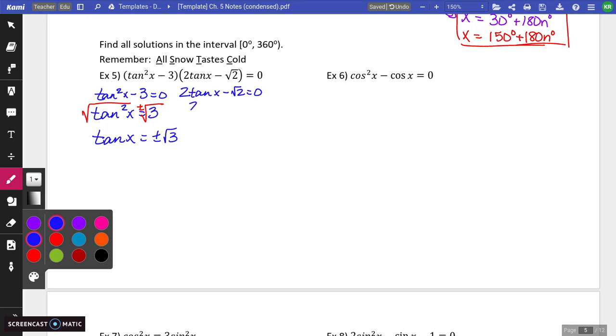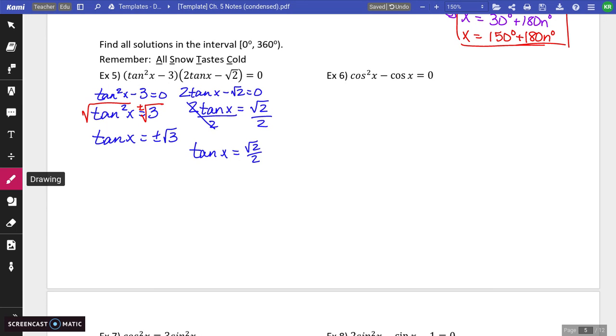On this other equation, I'm going to move the root 2 to the right. So 2 tangent x equals square root of 2. I can then divide by 2. And here, tangent of x equals root 2 over 2. Now, that's not a plus and minus. My first one was plus and minus because it was a quadratic.